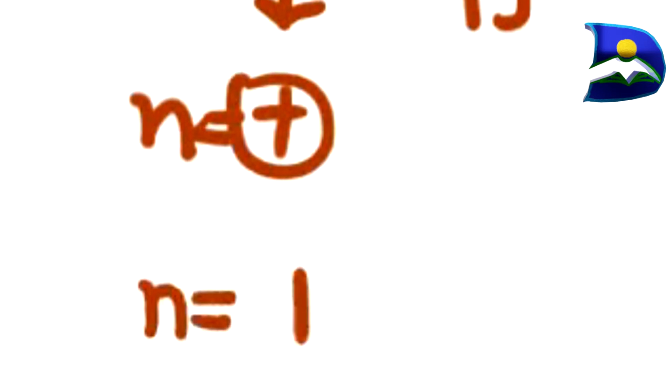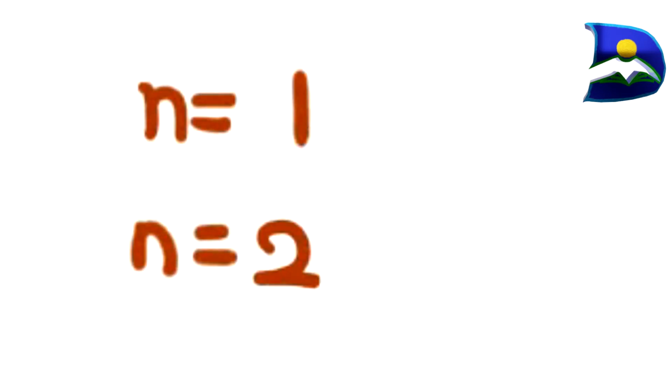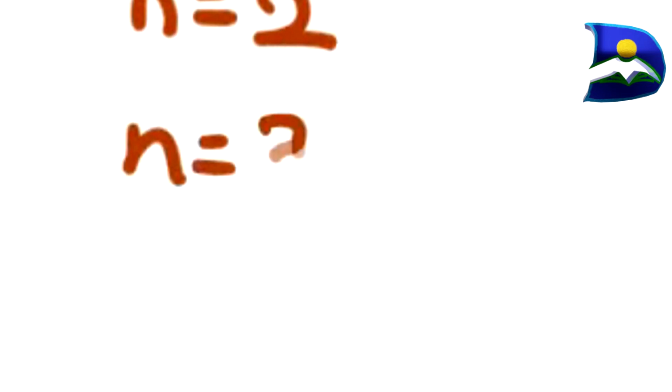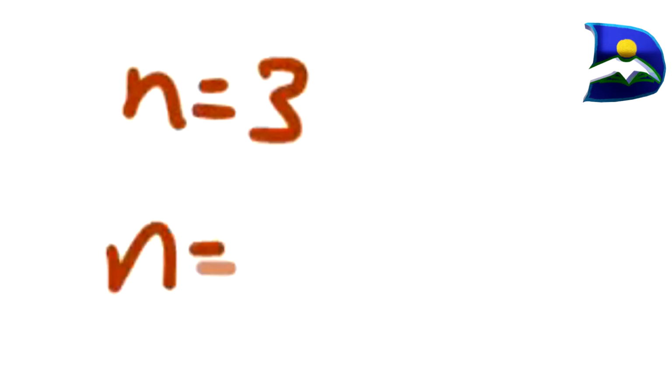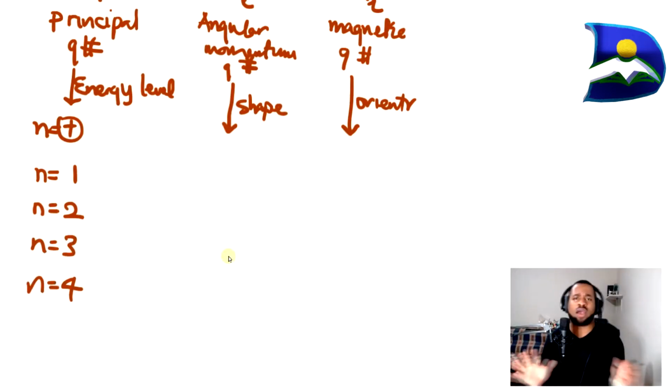And in here we have n equals 1 all the way to n equals 2, and then we have n equals 3, and we have n equals 4. Let's just stop at 4 for now. We can go on and on, but we're going to go from 1 to 4. That is really easy and straightforward.